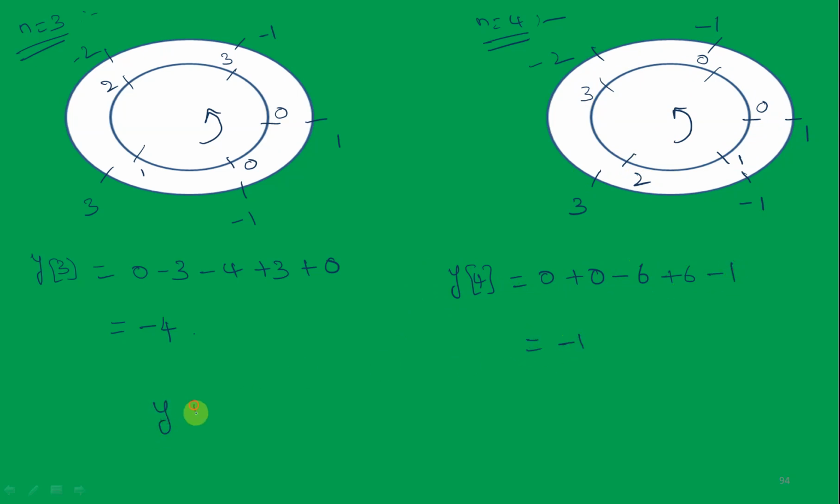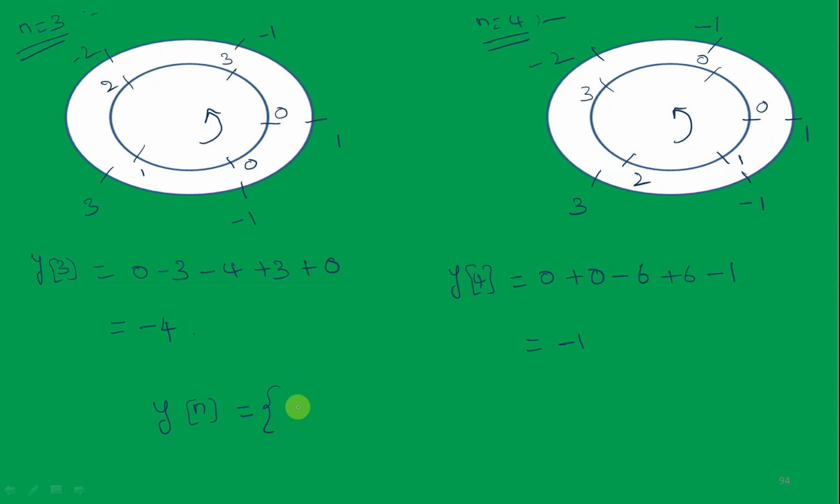Now finally, y of n, there is no need to do the y of 5. Otherwise, if you rotate this one, here 1 will appear here. So that means the same position, right? So that is the n is equal to 0 position. So here you may stop. Otherwise, of course, you know that we require the samples from 0 to 4 only. So that's why it is enough, right?